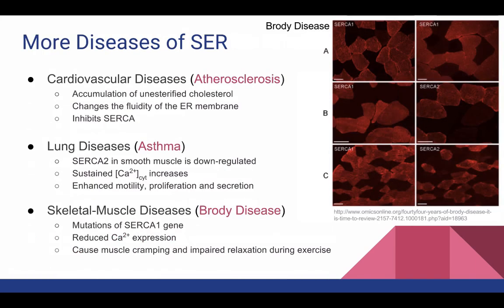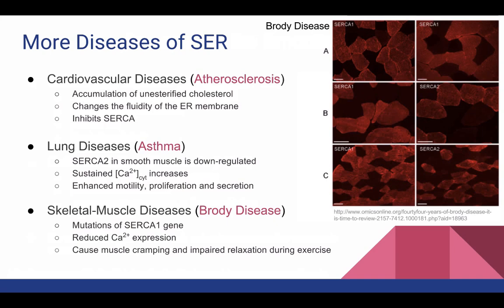Atherosclerosis is just one example of a cardiovascular disorder of the SR in which macrophages cause an accumulation of unesterified cholesterol, therefore changing the fluidity of the ER membrane. This can lead to excessive apoptosis and increase the progression of atherosclerosis. Downregulation of the SERCA2 gene is normal in the cells lining the airways. Cytosolic calcium levels in the cells of the smooth muscle increase and cell motility increases.